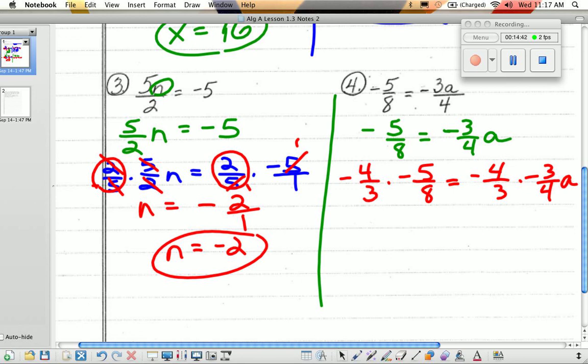Okay, and again, we're going to go to the side where the variable was. We're going to make sure we multiply by the right thing. How do we know if we multiplied by the right thing? Because it's the reciprocal. Everything on the top and bottom cancels away, the negatives cancel, the 4s cancel, the 3s cancel, and we're left with a.